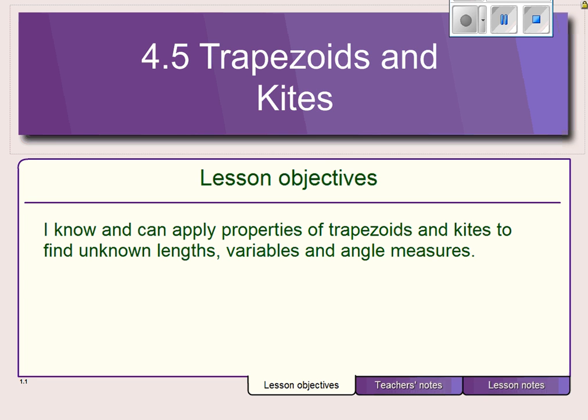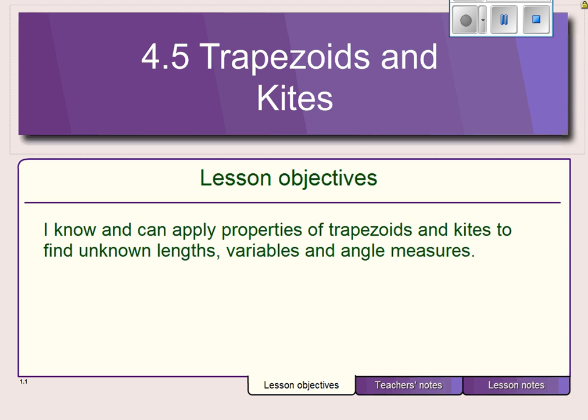All right, guys, this is 4.5 for you geometry folks. We're talking about trapezoids and kites, or trapezoids and kites, for those of you who cannot pronounce things correctly. Trapezoids and kites fit into different categories. They're different kinds of parallelograms.